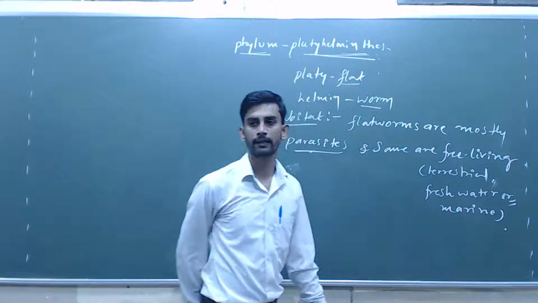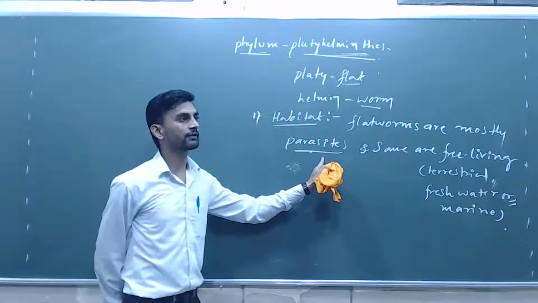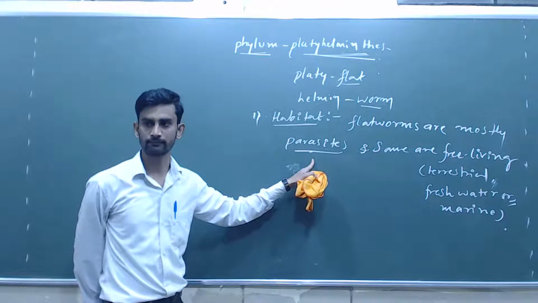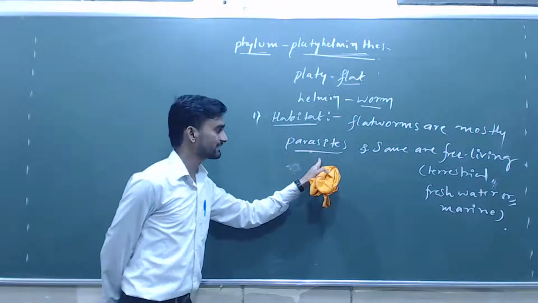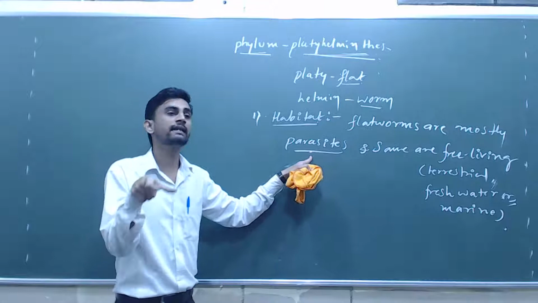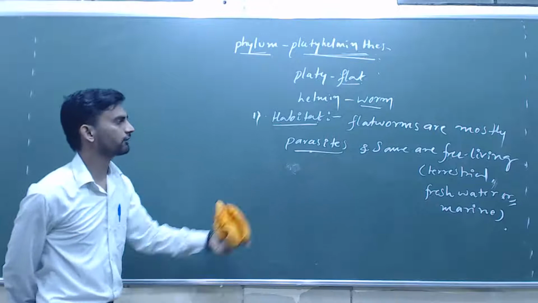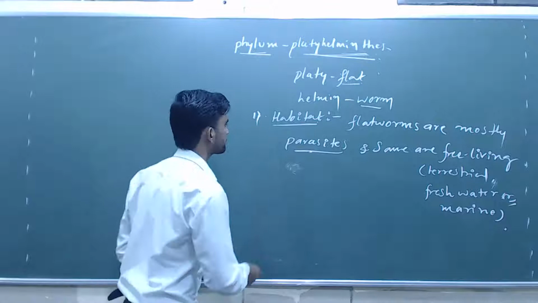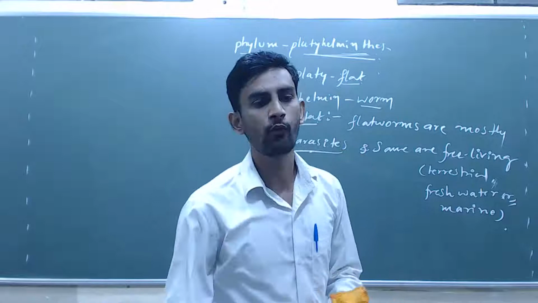But 90% or more of the flatworms live in other organisms, either in the intestine, or in the liver, or in any part of the body. That animal we call the host body. In such a host body, different flatworms may live and cause different disorders also. Such organisms we call parasites. So the first characteristic feature, based on the basis of classification, you have to remember, is habitat.